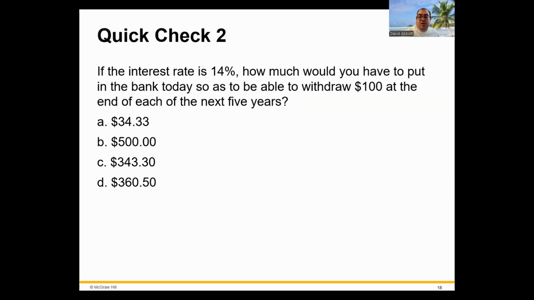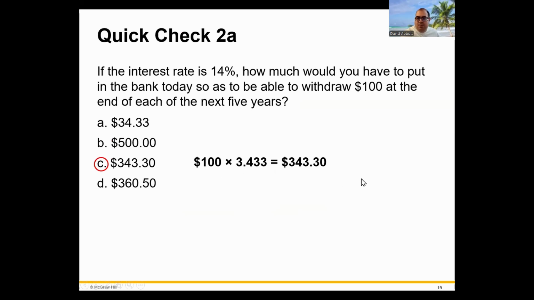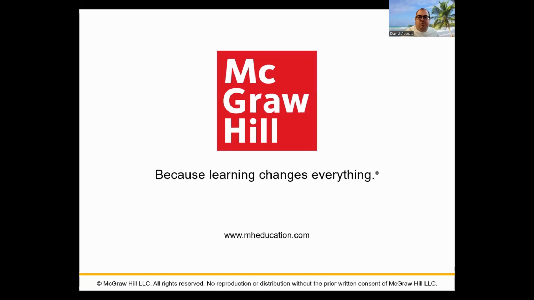And if we multiply, the present value is going to be $216,300. And again, if the interest rate is 14%, how much would you have to put in the bank today in order to be able to withdraw $100 at the end of each of the next 5 years? We can multiply that: 100 times 3.432 comes out to $343.30. So if we put that in the bank today, then you'd be able to withdraw $100 for each of the next 5 years.